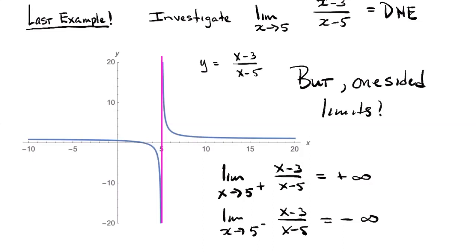As you come in from 5 on the left, x minus 3, as long as x is bigger than 3, and it will be if you're close to 5, is still positive, but x minus 5 will always be negative. So that's why you're getting a minus infinity. These kinds of limits, infinite limits, are related to the vertical asymptote problem that you studied in pre-calculus. Okay, I'm going to stop this video here, so thank you for listening.